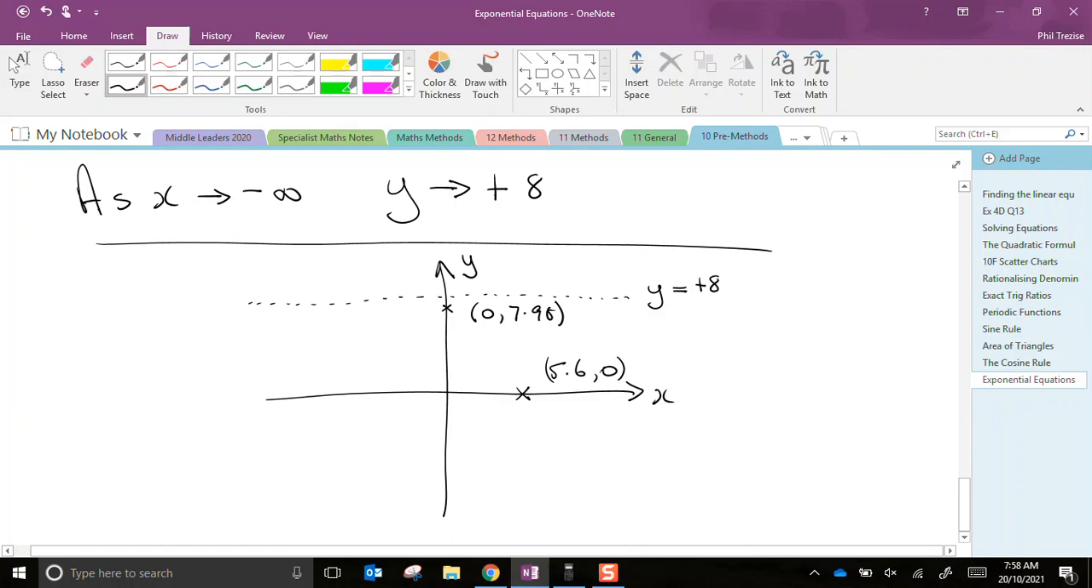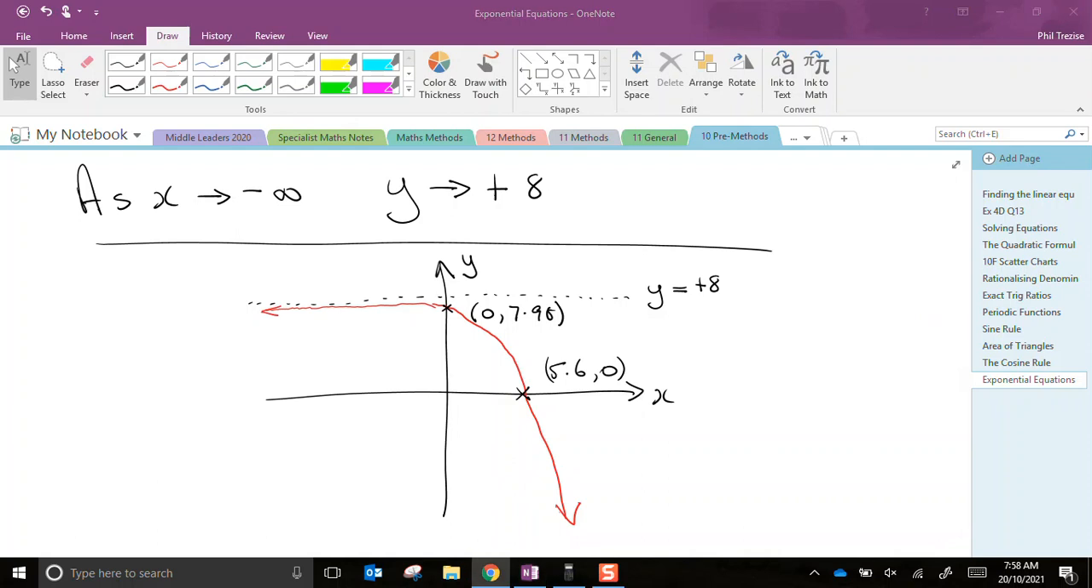Now I've got a graph here that is, as I go to the left, approaching but never quite reaching the value here of 8. So it'll be crawling along here, then I'll be taking a bit of a sudden nosedive down here and going downwards forever. And it will go this way forever as well. And there's the sketch of my graph.